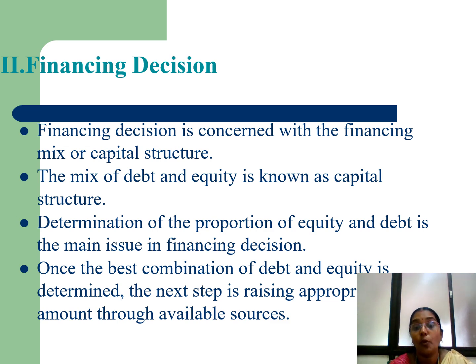Determination of the proportion of equity and debt is the main issue of financing decisions. Once the best combination of debt and equity is found, the next step is how to raise it in an appropriate manner, and what sources you use for financing. That is very, very important. Proper allocation of debt and equity is called the financing decision. Equity means investing finance in the business as owner's capital. Debt is from other sources, such as loans or issuing of shares. These are the ways you run your business.